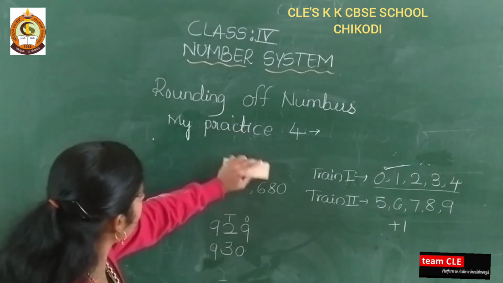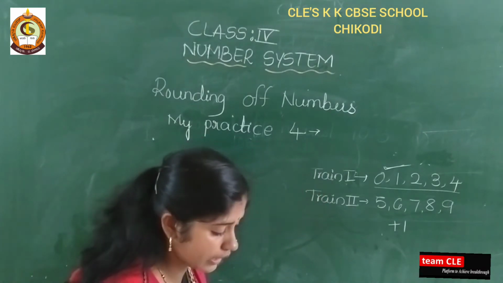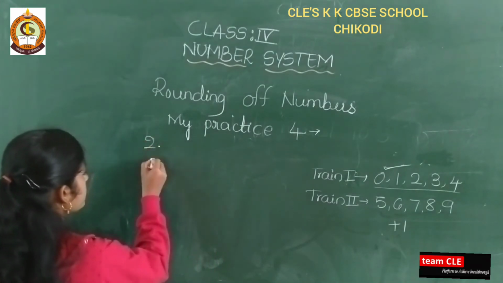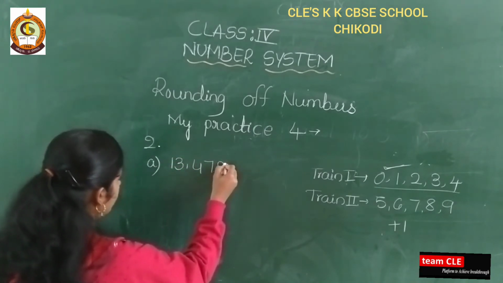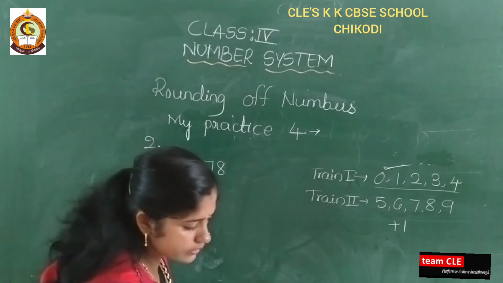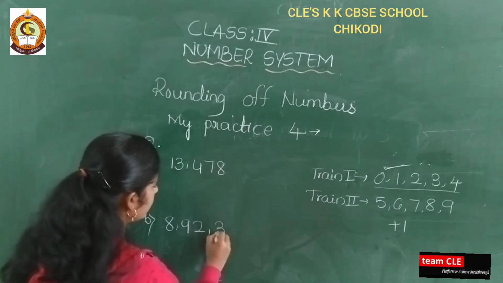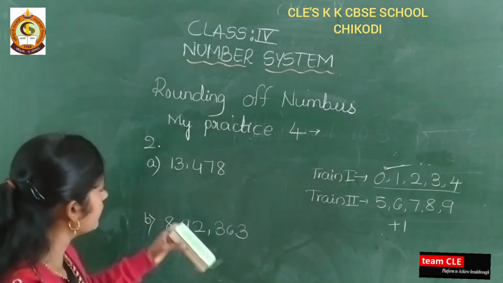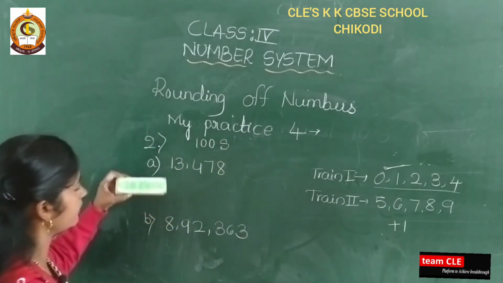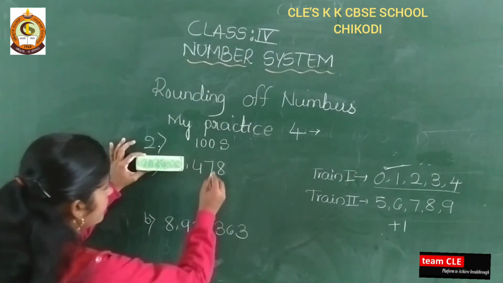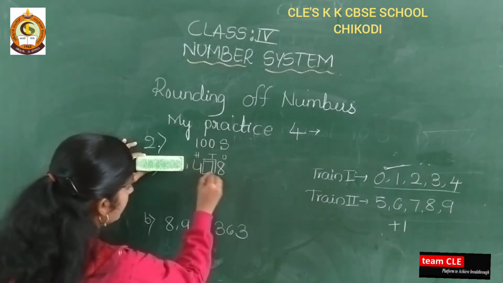Then this is my practice time 1, first question. Next, here my practice time 4 is there, no? I will solve the second question here, and that is nearest to hundreds. So let us take second main, first question, and that is 13,478. One more I will take, and that is 8,92,363. Yes, here what nearest is there? Nearest to hundreds is there. Nearest to 100 means you hide these two numbers, and ones, tens, hundreds is there.